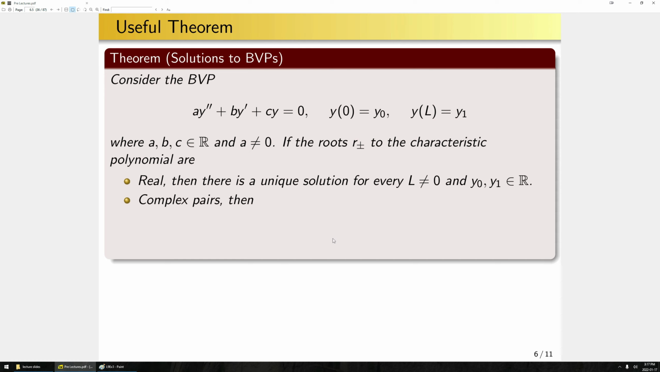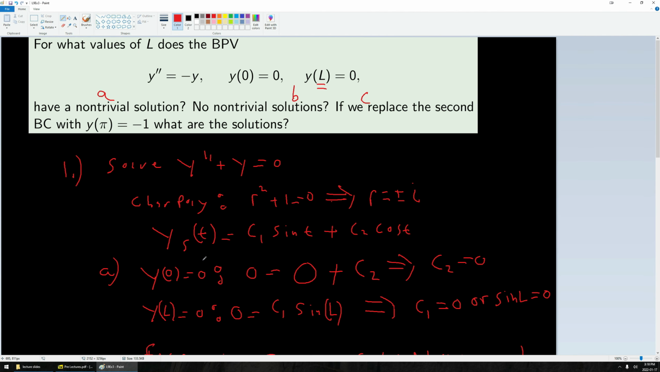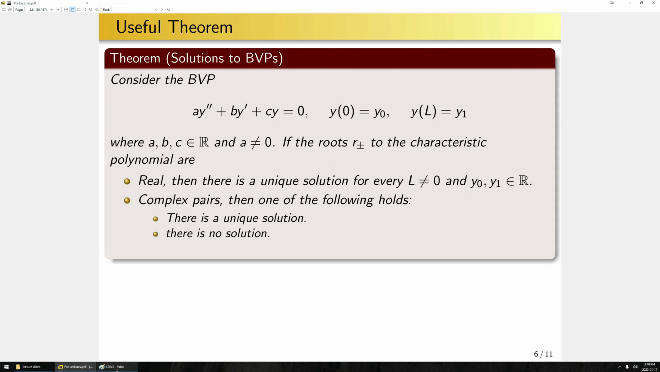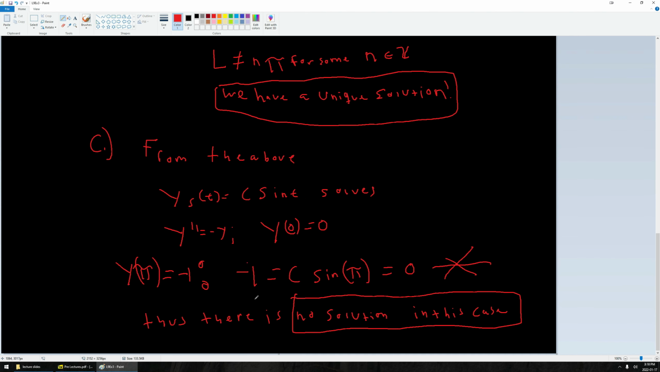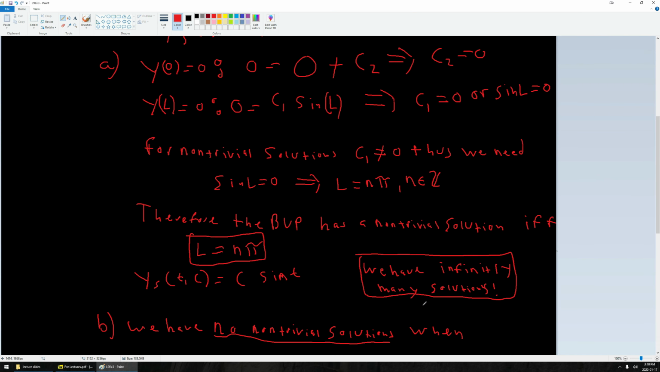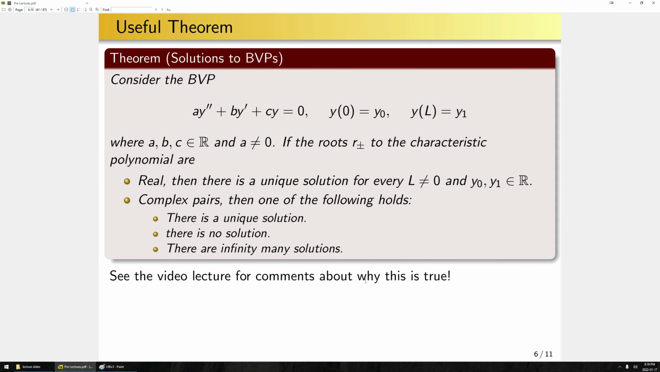Okay, so next up, if we have complex pairs, then we have a bunch of different possibilities, as we've just seen. In general, what we just saw will be true. There's either going to be a unique solution, like the case we had right here, where there was only one solution, or the cases over here if L was not an integer multiple of pi. Or there's going to be no solution, like we found down here, or there's going to be infinitely many solutions, like we found up here. Okay, so I'm not going to prove this, but let's just think of why this would be true.